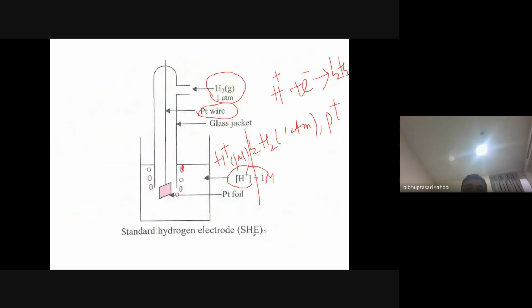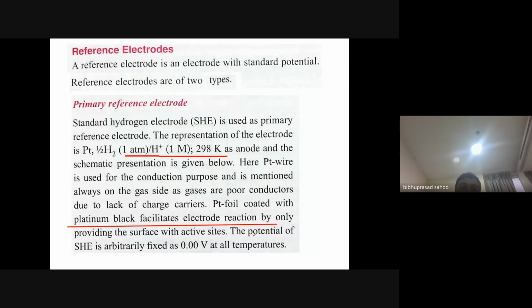So students, what is the reaction? This is the reference electrode, an electrode with standard potential. Reference electrodes have two types: primary reference and secondary reference. Standard hydrogen electrode is used as the primary reference electrode. The representation of the electrode is platinum, half H2, 1 atm, H plus. This is your anodic representation at 298 Kelvin temperature as anode, and the schematic representation is given already.